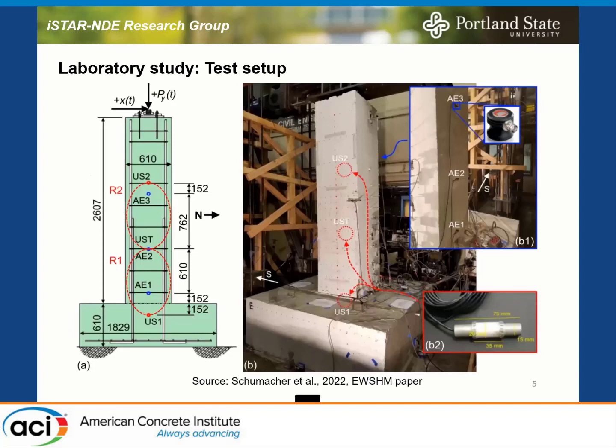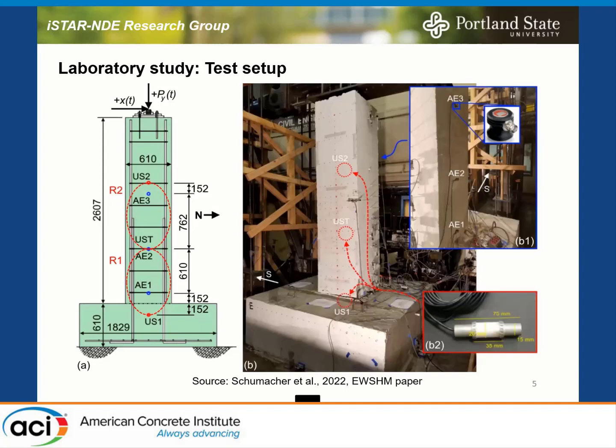Here is a photo of the specimen during testing. This is a little small here, but there's already quite a big crack here. Basically, we're loading it here at the top. We're starting to push it back and forth to higher and higher displacements, and we also vary the axial load to really represent what the loading looks like.